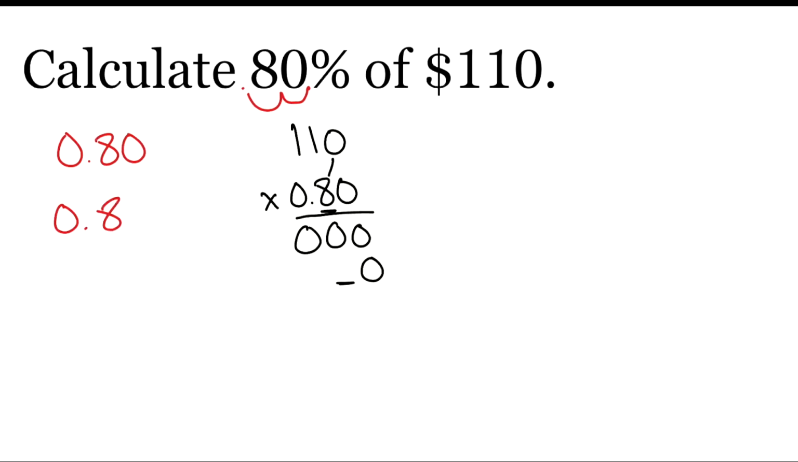We have 0 multiplied by 8, that's 0. 1 multiplied by 8, and that's 8. And then 1 multiplied by 8, that'll be 8 again. Add everything out, nice and easy, and we'll have 0, 0, 8, 8. But again, our answer is not going to be 8,800. We have to bring those decimals back.